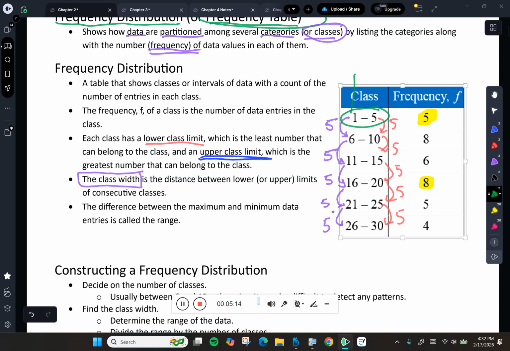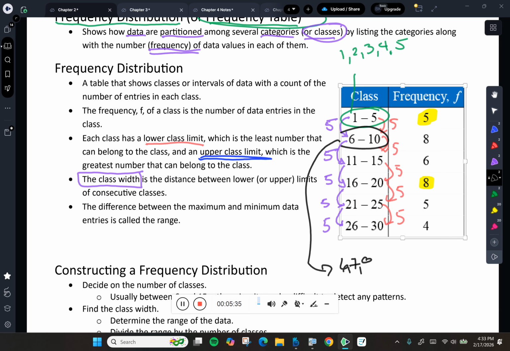Because if I look at that first class, just the first class is all the 1s, all the 2s, all the 3s, all the 4s, and all the 5s from my data set. And if it's all of those values, that's 5 values. Similarly, if I were to talk about the second class, that's all the 6s, the 7s, the 8s, the 9s, and the 10s. Again, 5 values. So we have that class width of 5. Right?